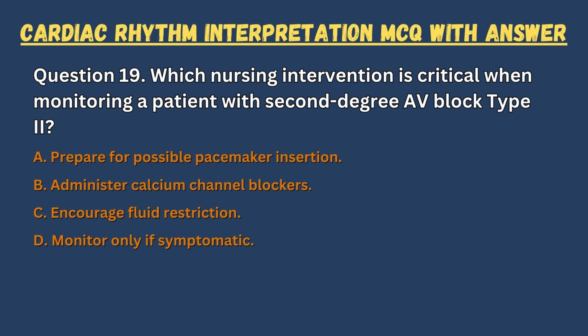Question 19. Which nursing intervention is critical when monitoring a patient with second-degree AV block type 2? A. Prepare for possible pacemaker insertion. B. Administer calcium channel blockers. C. Encourage fluid restriction. D. Monitor only if symptomatic.